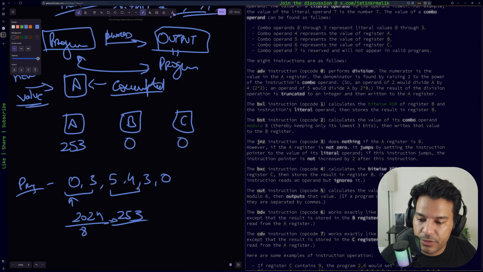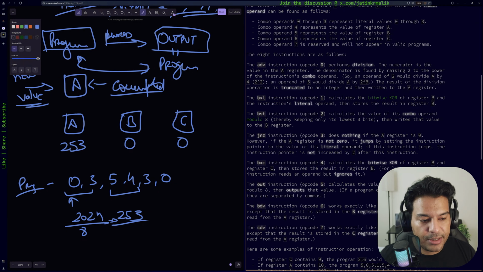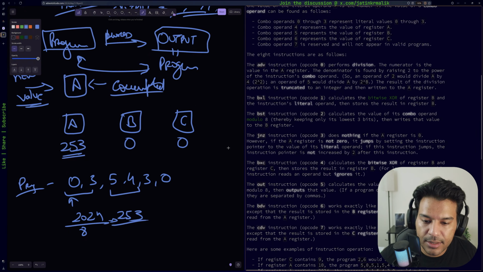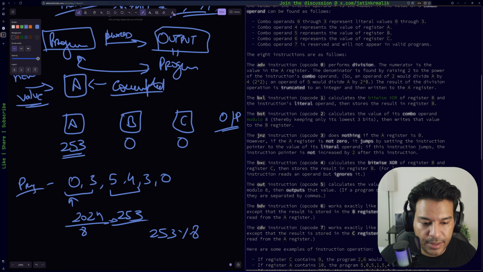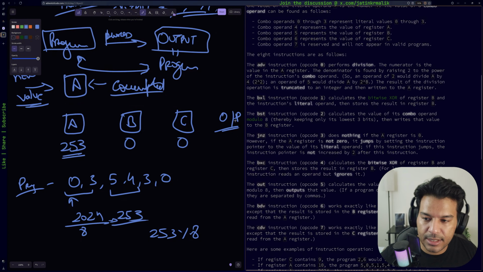And moving on, it goes to 5, 4. The 5 opcode is the out instruction, where it calculates the value of its combo operand modulo 8. We are given 4, and 4 represents register A, which is the value 253. So let's keep an output here, so it's easy for us. It takes 253 and we do modulo 8 as written in the 5th opcode and then output that value. So 253 mod 8 should give us the answer 5.